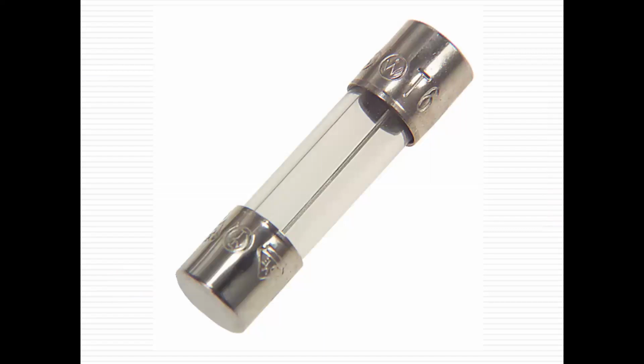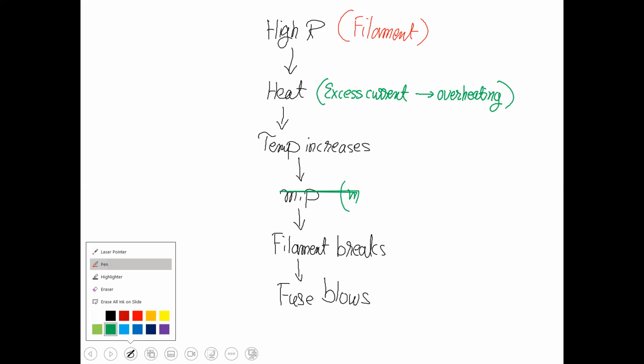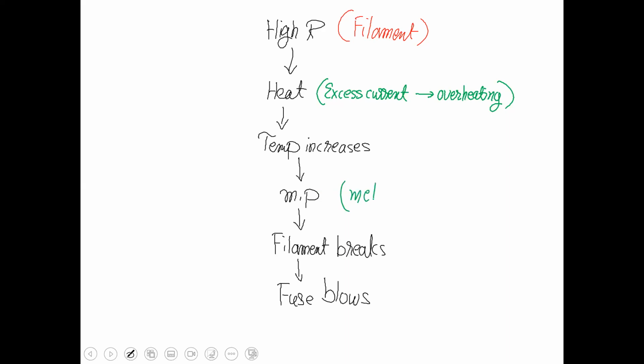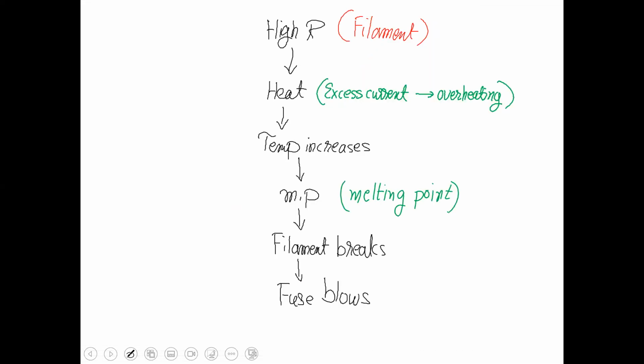Now, how does a fuse work? Fuse is a thin wire. When a large current passes through, the wire becomes hot and it melts. Temperature increases until it reaches the melting point of the wire, and the wire melts. The melting of the wire breaks the circuit. When the wire melts and breaks, the circuit stops. This is a thin wire like a filament. When large current flows, the wire melts and stops the current. This is how a fuse works. You have to copy this.